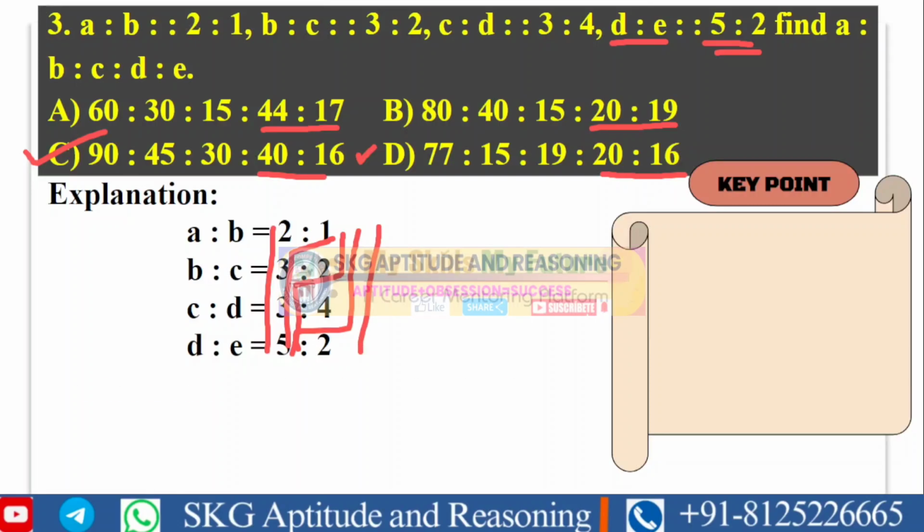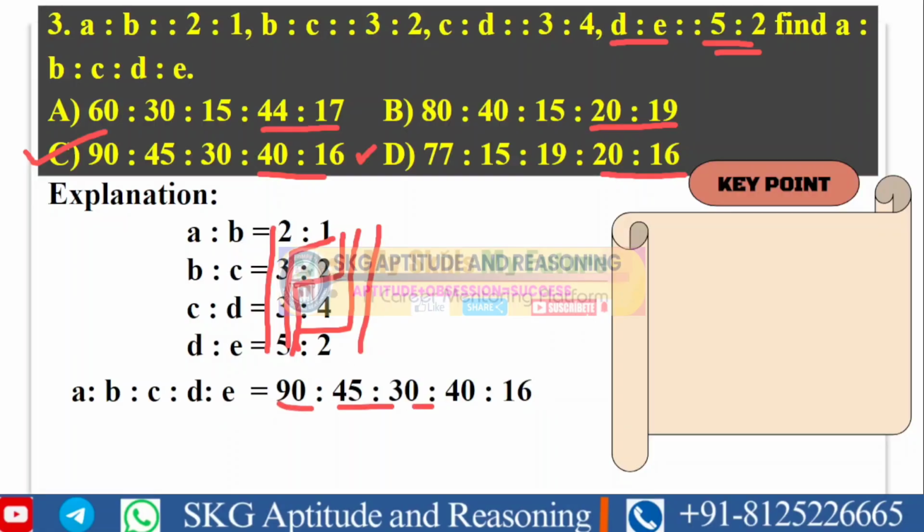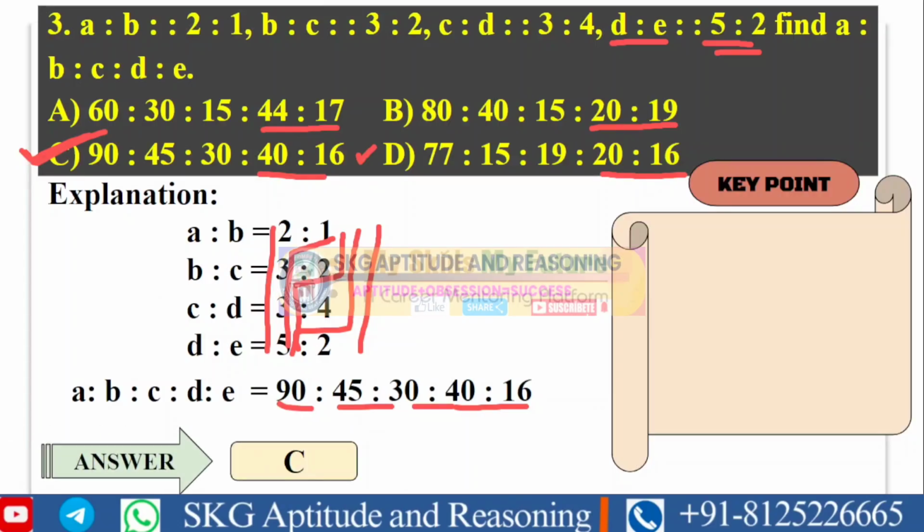If I do so, we'll get the value of 90 is to 45 is to 30 is to 40 is to 10. So whatever the same answer I'm getting here, after multiplying all those values also, I'm getting the same answer. That is option C. I hope you understand all these problems.